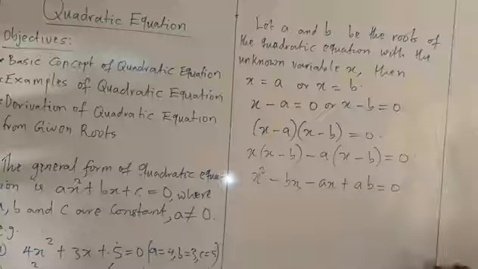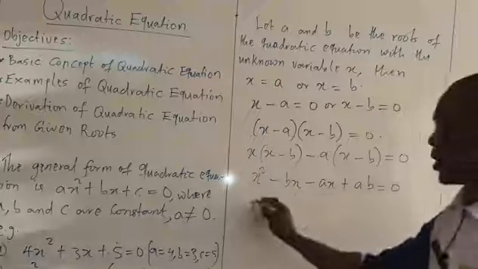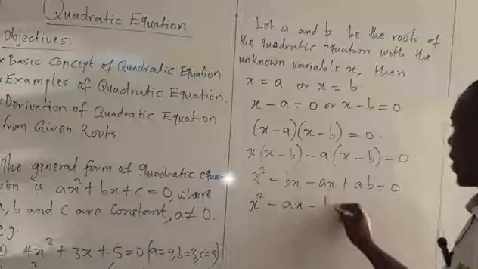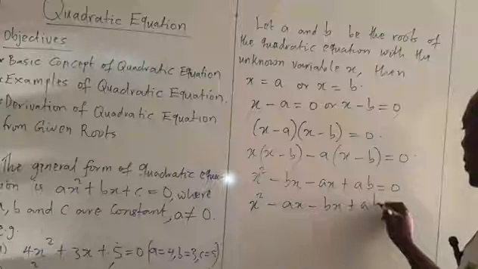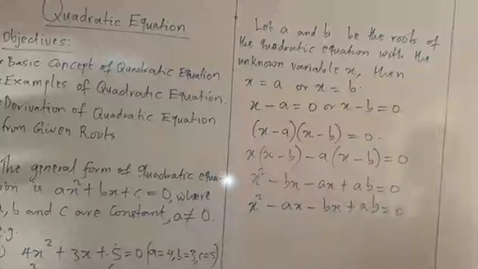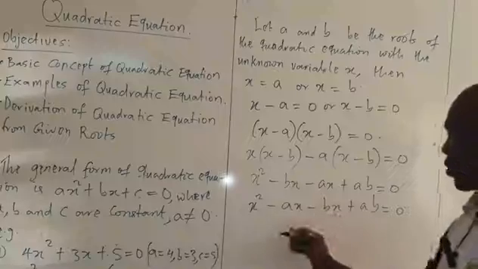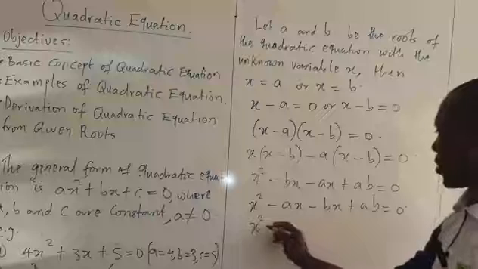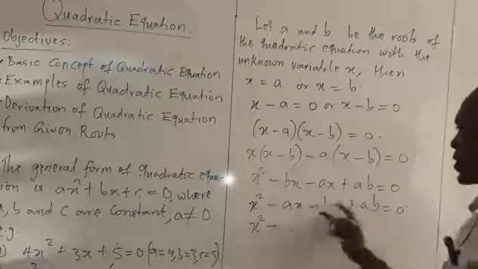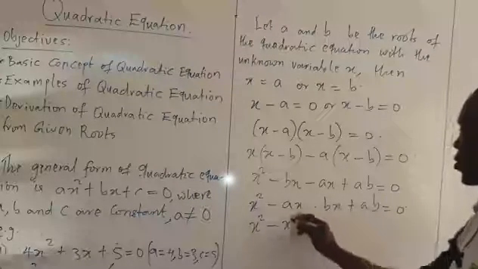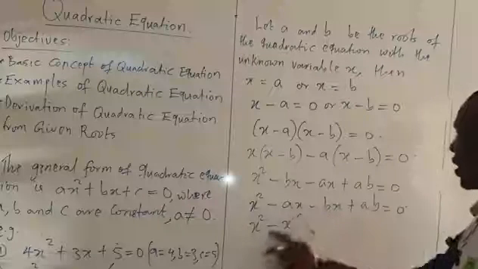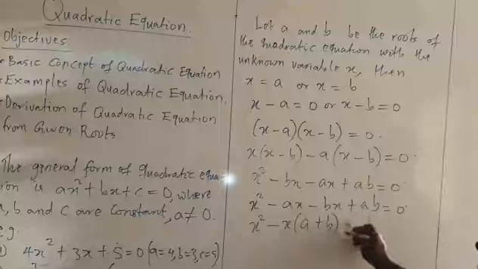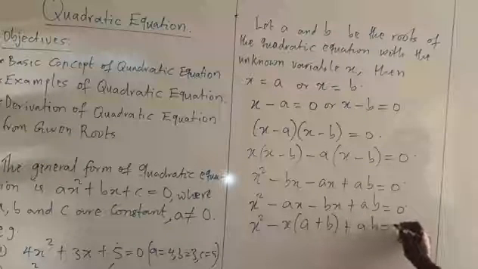So the next thing to do is to rearrange. So we have x squared minus ax minus bx plus ab equals 0. So the next thing to do is to factor out the common factor here. So we have x squared, minus x is common, then bring minus x out, into a plus b, then plus ab equals 0.